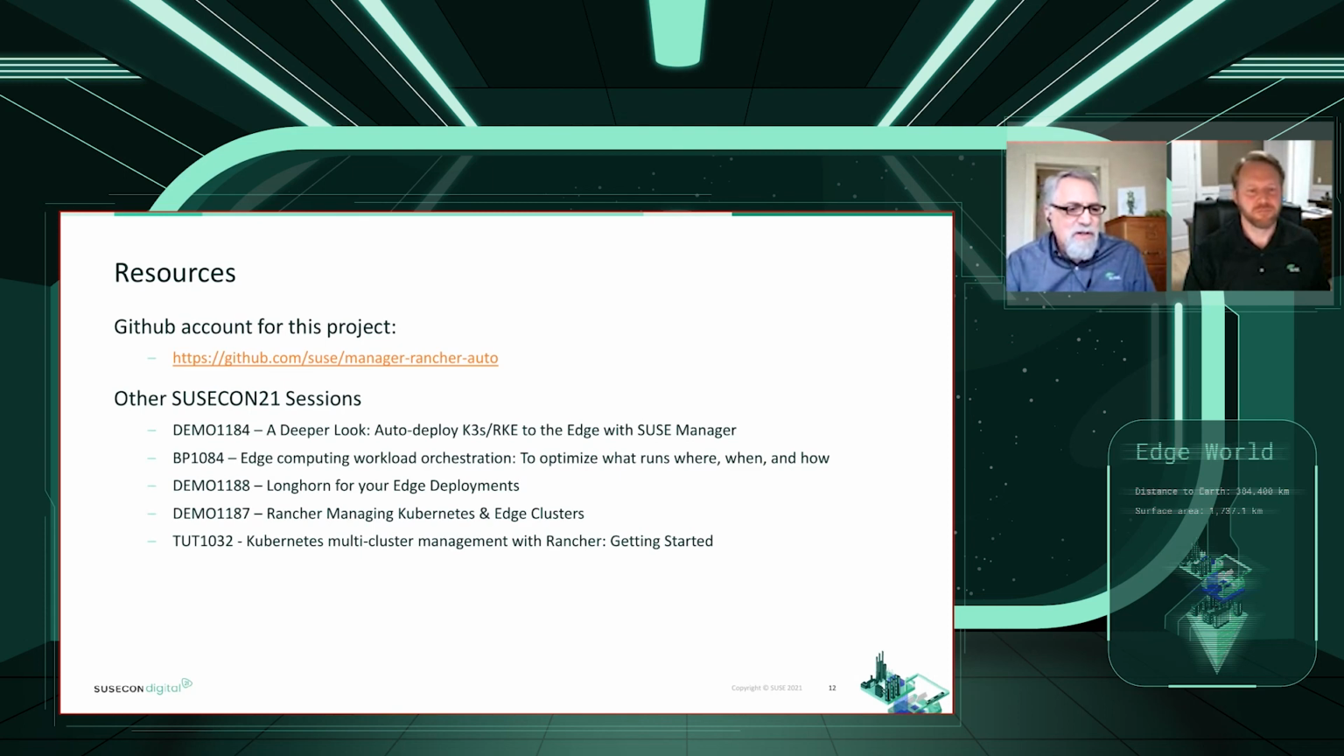There are 2 more demos that are part of the showcase, one for Longhorn, which is the storage element part of what the Rancher portfolio provides for Kubernetes, and particularly Longhorn for edge. It's important where you don't have other types of centralized storage to be able to add something like that. And a Rancher demo on managing Kubernetes at the edge, super helpful. And of course, Kubernetes multi-cluster management with Rancher, getting started there itself. There's a tutorial session on that here at SUSECON.